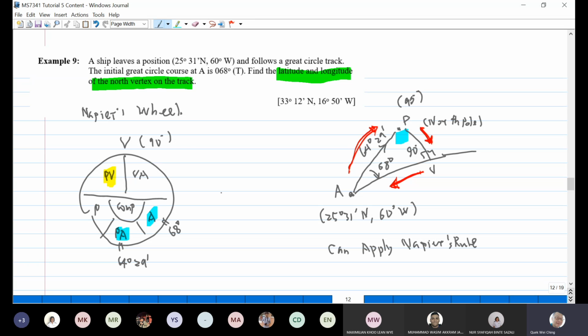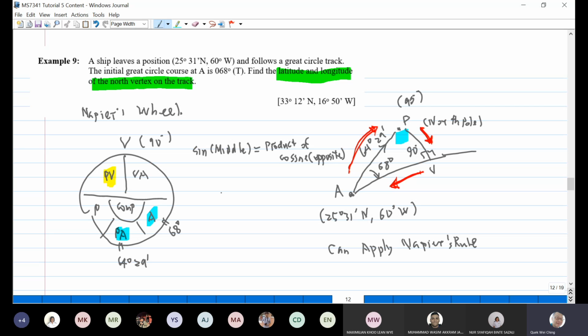Just write down here. For Napier's rule, we know sine of the middle part is equal to the product of cosine of the opposite parts, and sine of the middle part is also the product of tangent of the adjacent parts.